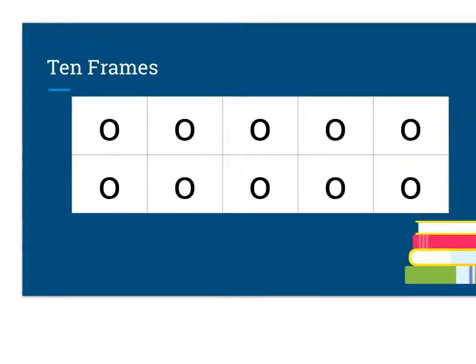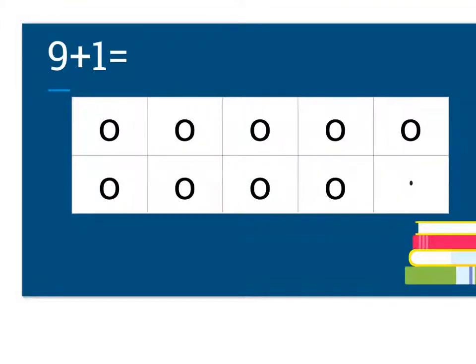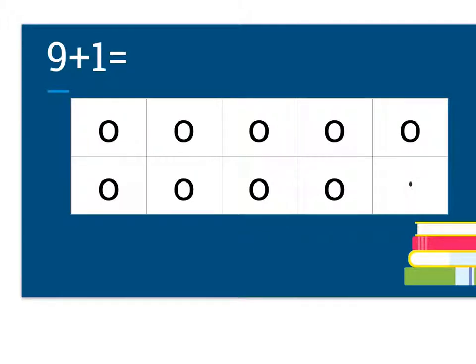This is a 10 frame. It can be used as a visual model for students to see how numbers interact to create combinations of 10. I'm using this 10 frame to model the addition problem 9 plus 1. I currently have 9 counters on the 10 frame, and we can see that there's room for one more. That's my plus 1. I have room to put one additional counter onto my 10 frame. From there, I can visually see that 9 plus 1 more is going to make 10.